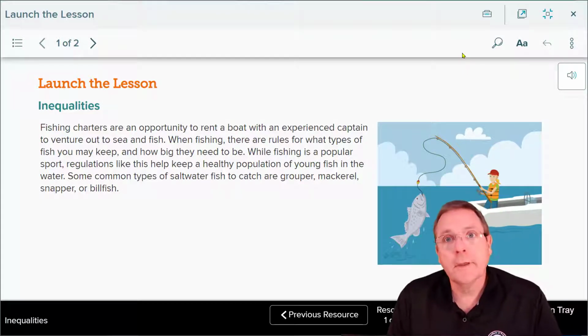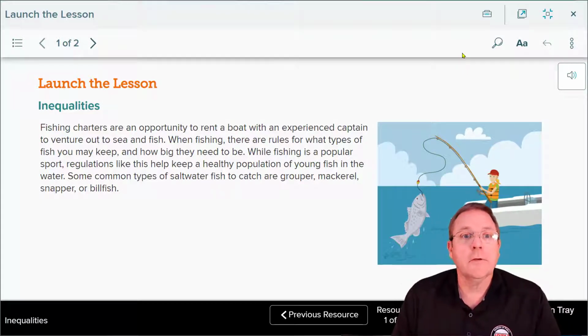Fishing charters, that's something that means a lot to some of y'all down here because a lot of y'all's families make money that way. Fishing charters are an opportunity to rent a boat with an experienced captain to venture out to sea and fish. When fishing, there are rules for what types of fish you may keep and how big they need to be. While fishing is a popular sport, regulations like this hope to keep a healthy population of young fish in the water, and some common types of saltwater fish such as grouper, mackerel, and snapper, or even billfish, the big ones that everybody likes to catch and see jump out of the water.